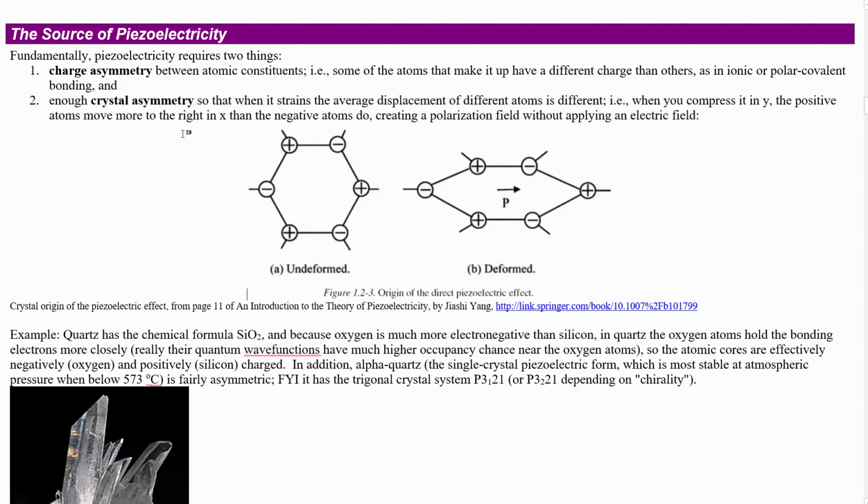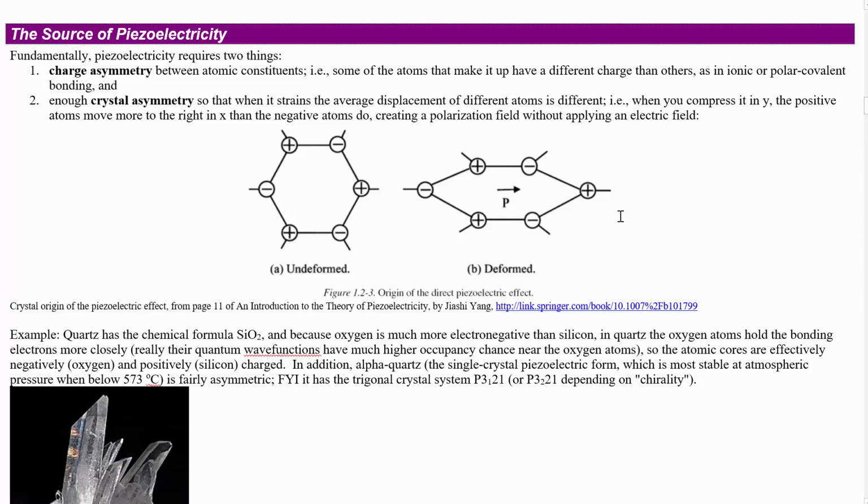And you need enough crystal asymmetry. You want these atoms to arrange themselves in a way such that when it strains, when you push on this and get it to compress, the positive and negative charges don't move in the same direction. So here's an example of what that might look like. You can see this hexagonal structure here is laid out so that when you compress it vertically, this one and this one, this negative charge and this positive charge move apart, but these positives and negatives up on the top don't move. So the thing is neutrally charged. There's just as much negative as positive, and yet when you compress it, it gets a polarization field.